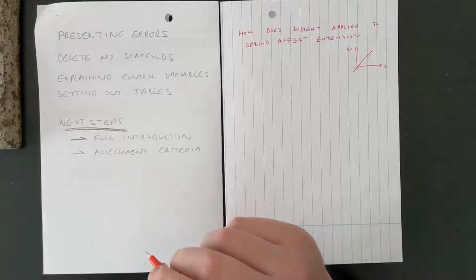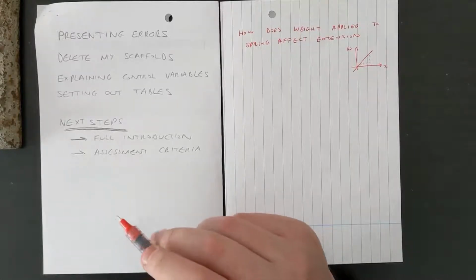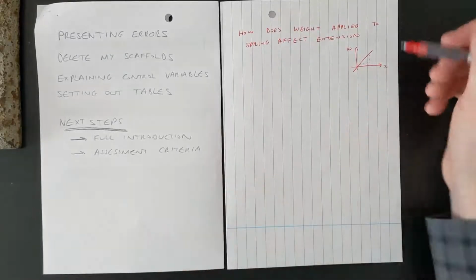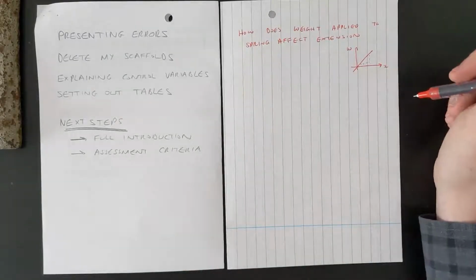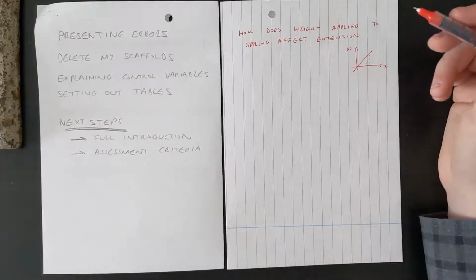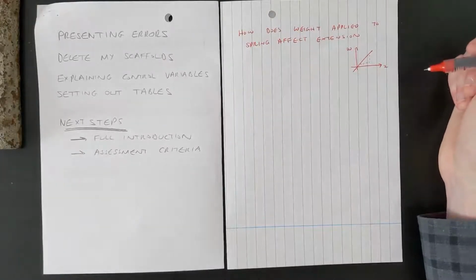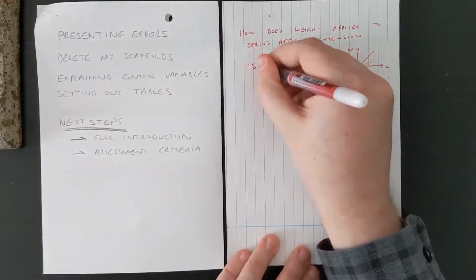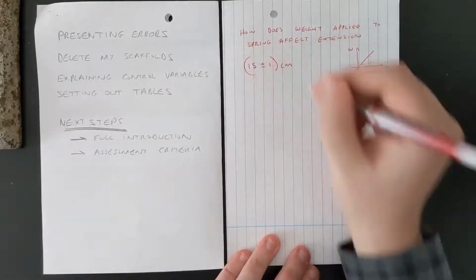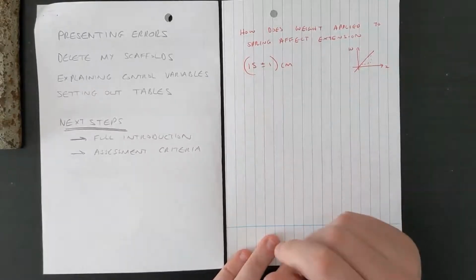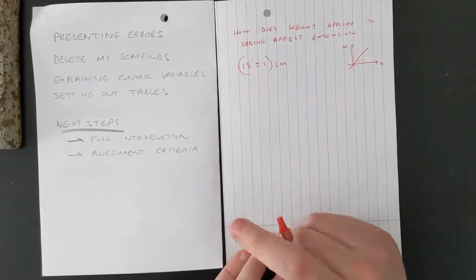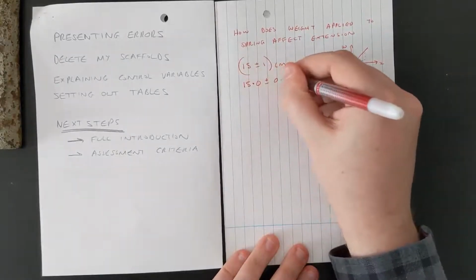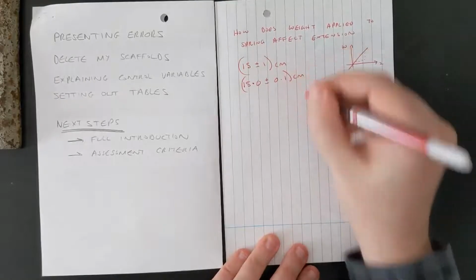There were lots of situations here where you were talking through a methodology and you weren't talking about your errors each time. So for example, in this experiment, you may well have said the spring was 15 centimetres long. But actually you would need to say the spring was 15 plus or minus 1 centimetre long. Or let's say that your resolution actually was 0.1 centimetres, that would be 15.0 plus or minus 0.1 centimetres.